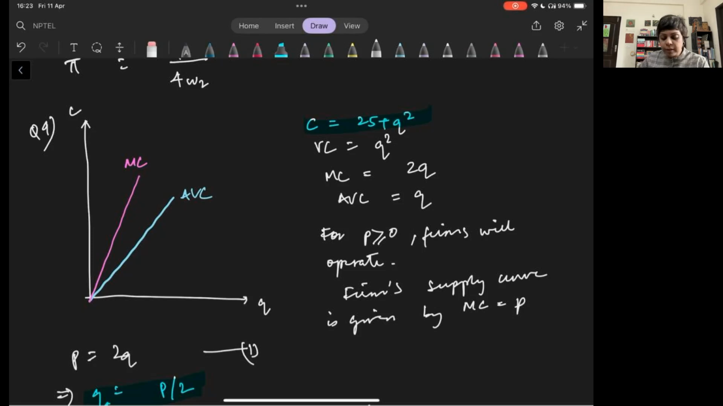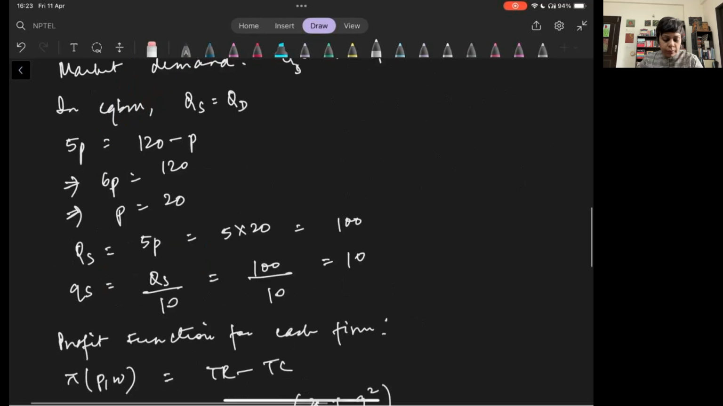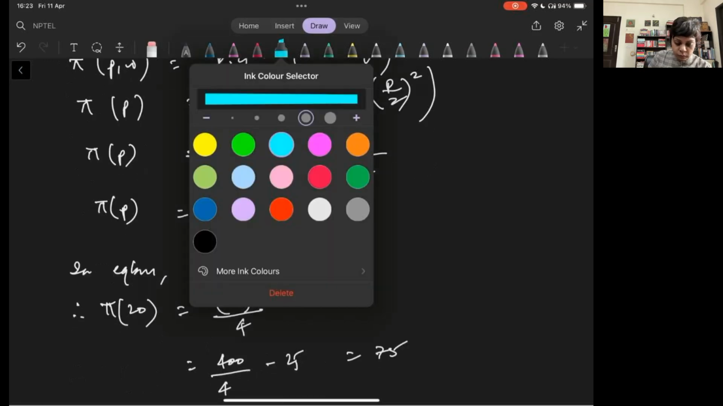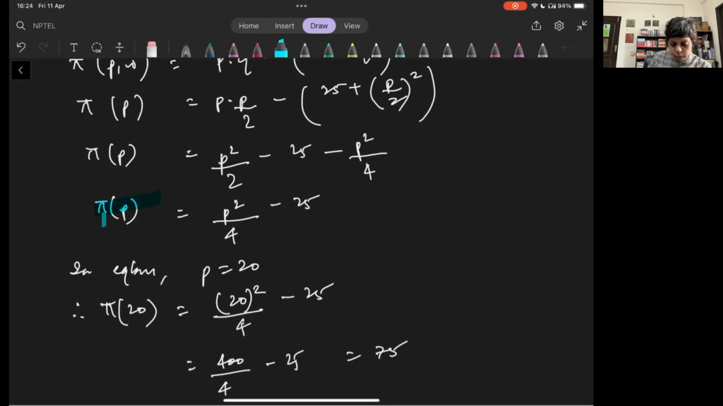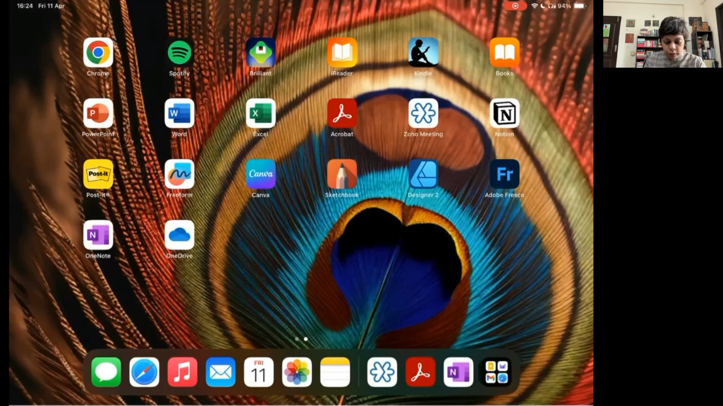And we can very easily simplify that because we already know the supply function of each firm. From there, we can get the value of Q in terms of P, which is Q is equal to P by 2. And we just simplify that and do a little algebra. And this is your answer. Okay, this is the firm's profit function. Okay, so this is this question, and I think this was it.